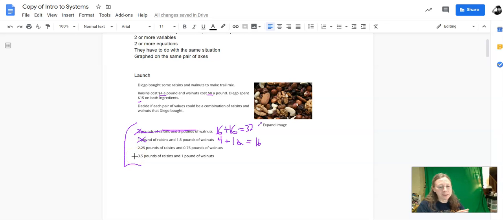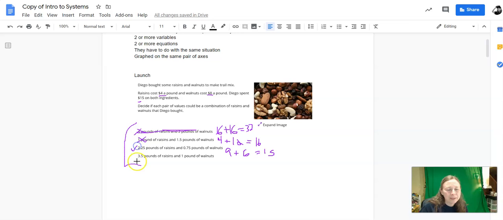2.25 pounds of raisins and 0.75 pounds of walnuts. I probably could figure this out in my head, but I'm going to pull out a calculator. So if I do 2.25 times 4, then I get 9. And if I do 0.75 times 8, I know what that is. That's 6, because it's 3/4 of 8. And so 9 plus 6 is 15. So this situation can match.